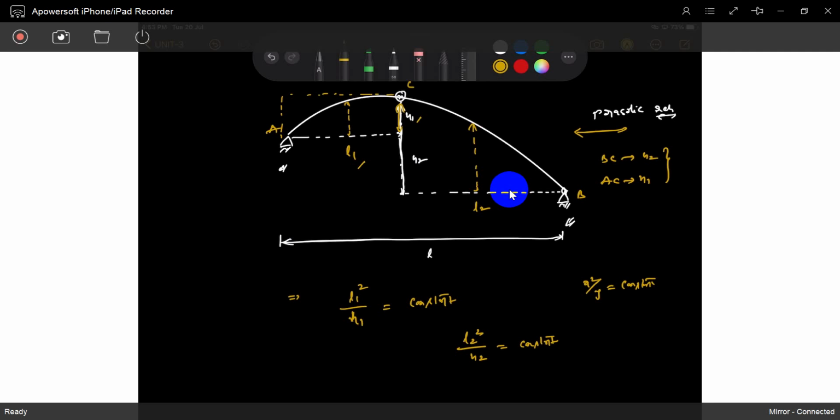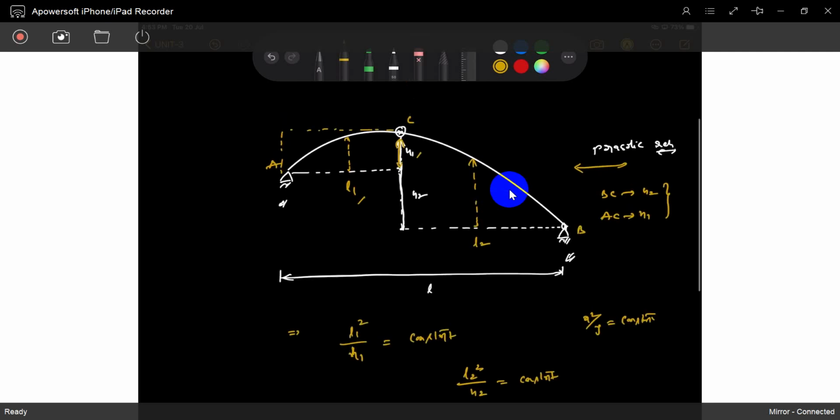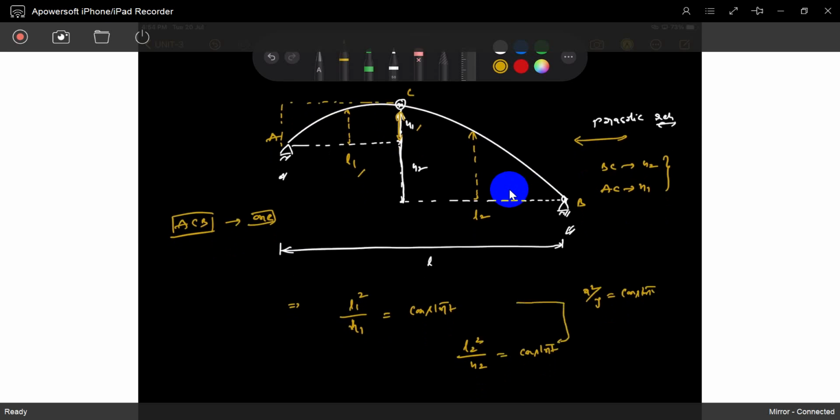But if you see, this is a total parabolic. ACB is a parabolic of only one arch. It is a total one arch. Are you understood? So in one arch we have only one constant, not two different constants. These two are equal because this is a simple parabolic arch, a parabola of only one. So these two are equal.